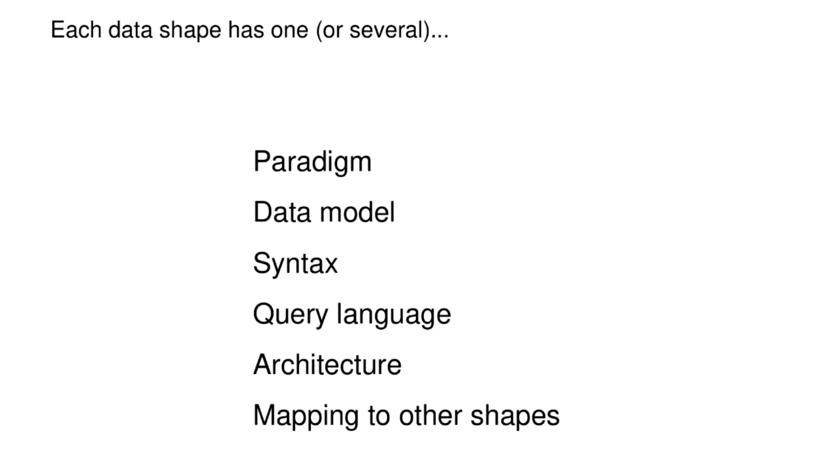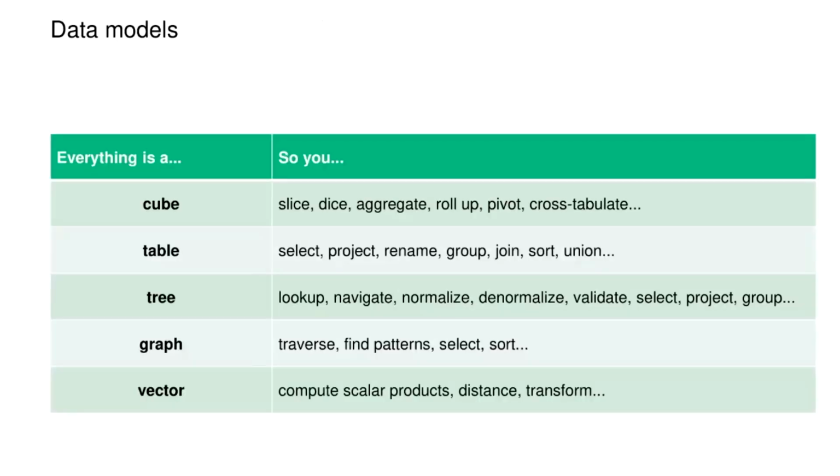The data shapes, actually, thanks to this modular structure, the data shapes that I showed earlier have something in common, and that, again, has to do with learning from the past. They have a paradigm, a data model, a syntax, a query language, an architecture for the systems that implement them, and they also map to other shapes. For example, if you look at the 5 shapes, cubes can be sliced, diced, aggregated, rolled up, pivoted, cross-tabulated, and so on. That's not part, don't worry, it's not part of big data for engineers, so don't be scared, but you can do that with cubes.